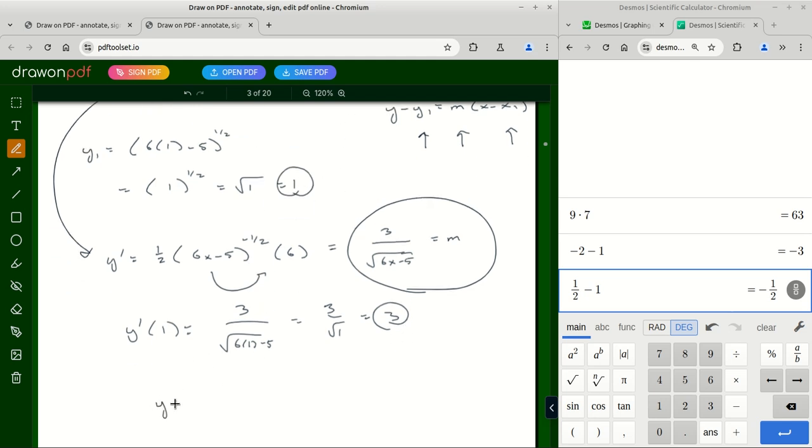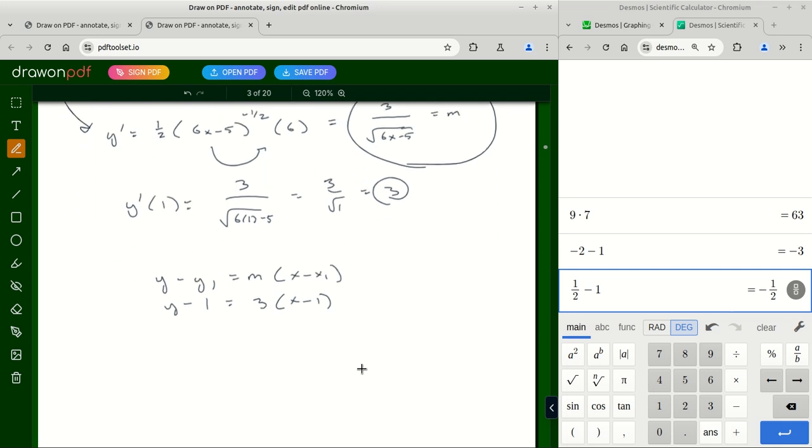Let's put them all together. y minus y1 is equal to m times x minus x1. So y minus 1, because y1 is a 1, m is equal to 3, x1 is a 1. Where is my math for all this? Oh, it's right there. Okay, I'm checking. So cool, 3x minus 3. Add 1 to both sides. 3x minus 2, and this is what they want.